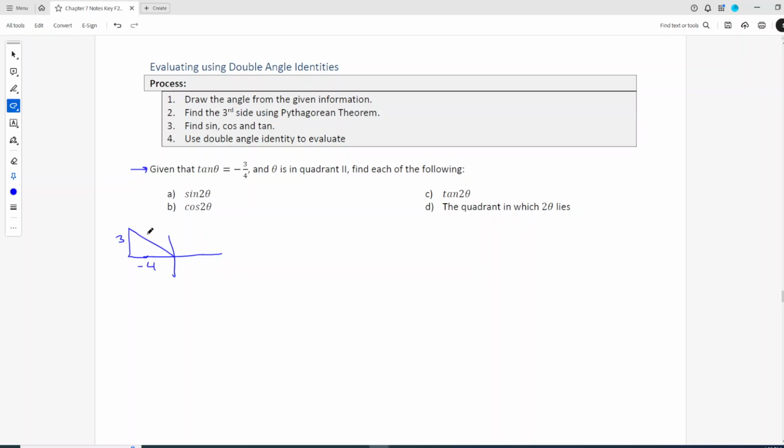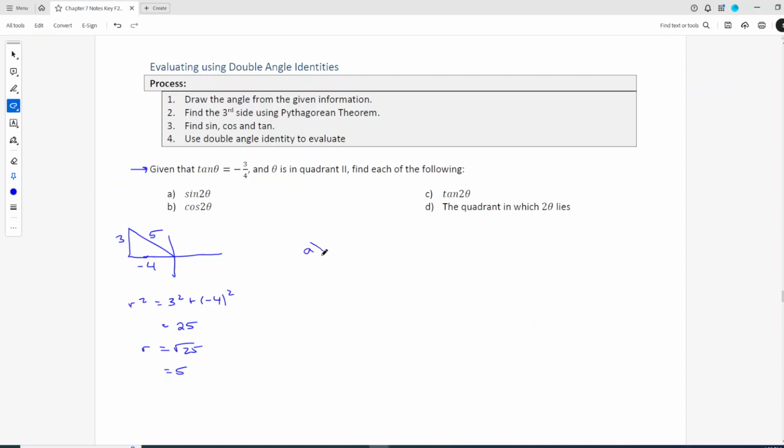Then we have to determine the third side, which in this case is my hypotenuse. So I'm going to say r squared equals 3 squared plus -4 squared, which is going to give me 9 plus 16, which is 25, which tells me that r is the square root of 25. I don't need plus or minus because radius can never be negative, so it's going to be 5. And now using this, we're going to evaluate sine 2 theta, cos 2 theta, and tan 2 theta.